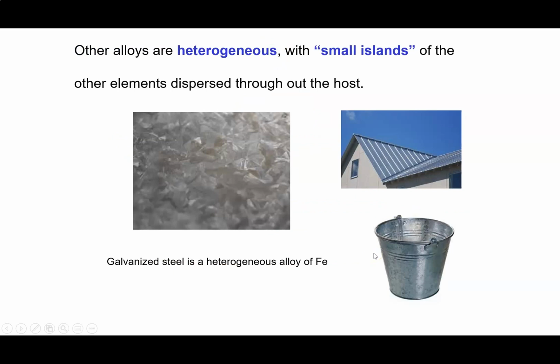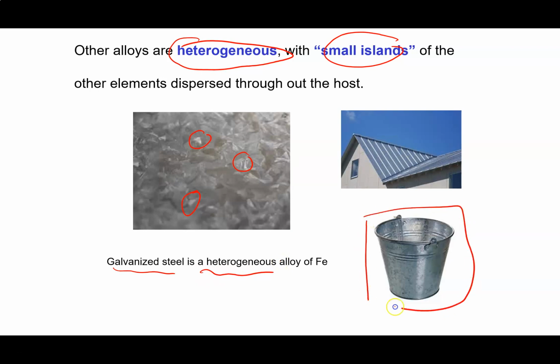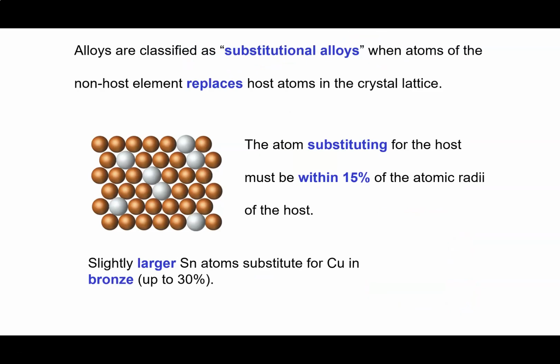There are what we refer to as heterogeneous alloys, where you have small islands of another element dispersed throughout the alloy. Galvanized steel, you might have seen that, where you can see different kinds of crystals forming in here, and it's more like a conglomerate. That's a good example of a heterogeneous alloy. Galvanized steel is often used where you want a material that's very resistant to rusting. They incorporate zinc into the steel, and that really helps.